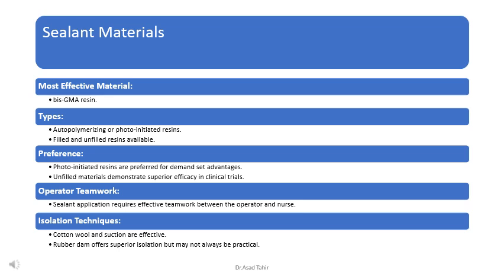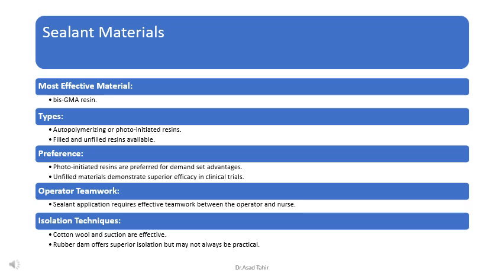Types: sealants come in autopolymerizing or photo-initiated resin forms, and they can be filled or unfilled. Preference: photo-initiated sealants are preferred for their convenience, but unfilled materials have shown superior effectiveness in clinical trials. Operator teamwork: sealant application requires effective teamwork between the operator and nurse.